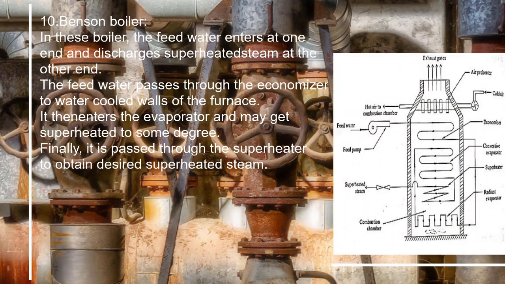Now the final example is the Benson boiler. In this boiler, the feed water enters at one end and discharges superheated steam at the other end. The feed pump increases the pressure of water to supercritical pressure, thus the water directly transforms into steam without boiling. The feed water passes through the economizer to the water-cooled walls of the furnace. It then enters the evaporator and may get superheated to some degree. Finally, it is passed through the superheater to obtain the desired superheated steam.